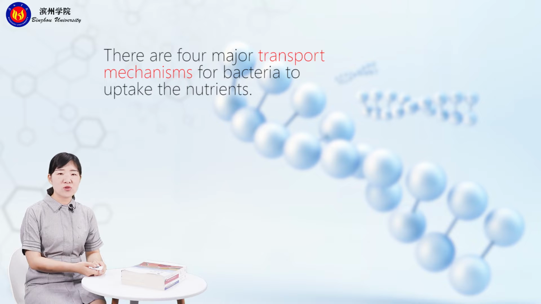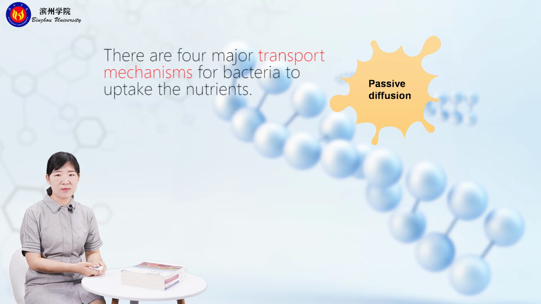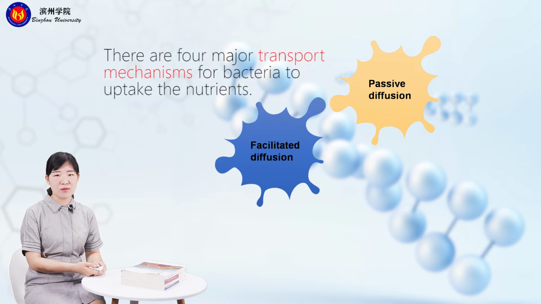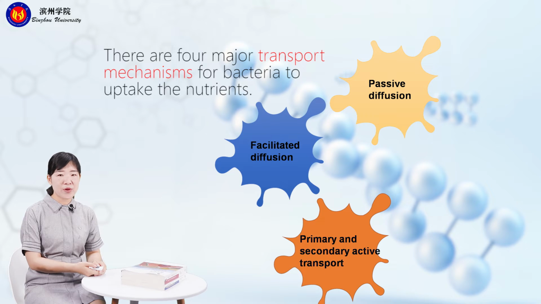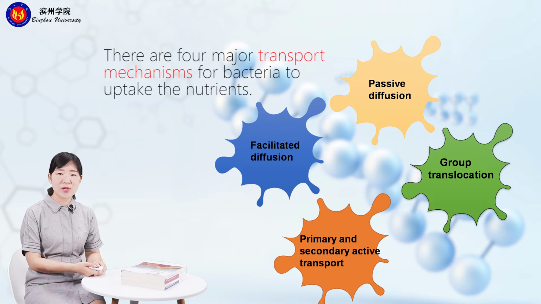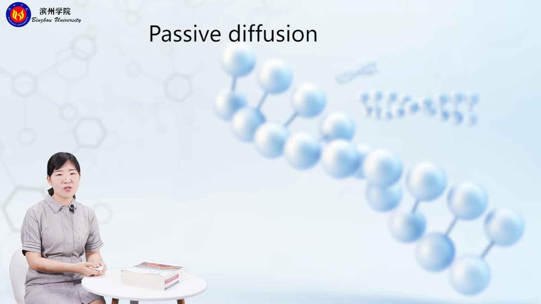There are four major transport mechanisms for bacteria to uptake the nutrients. The first is passive diffusion. The second is facilitated diffusion. The third are primary and secondary active transport. The last is group translocation. So first, let's talk about passive diffusion.